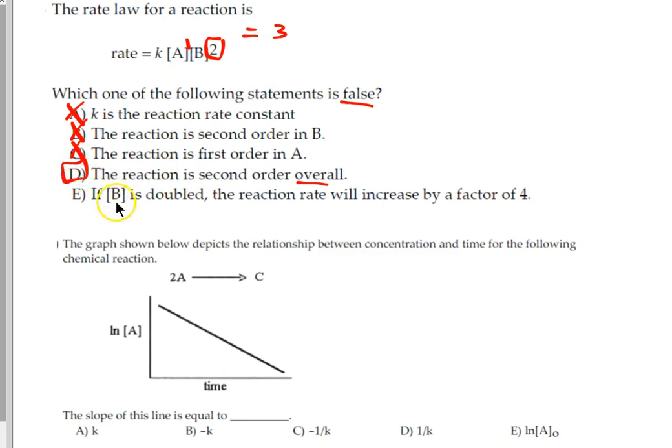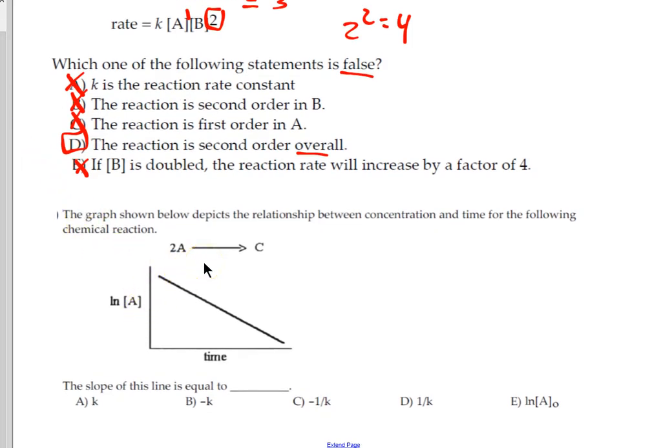Okay? If B is doubled, the reaction rate will increase by a factor of 4. That is true, because 2 squared does equal 4. So, it is D. Not that bad, hopefully. Okay, and the last one.